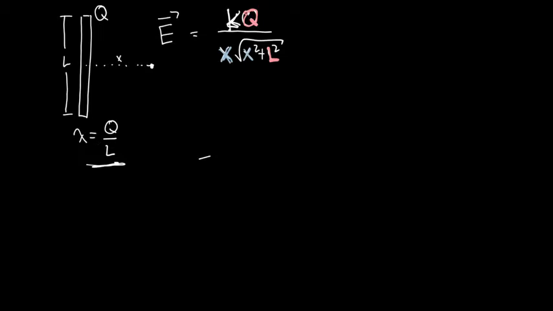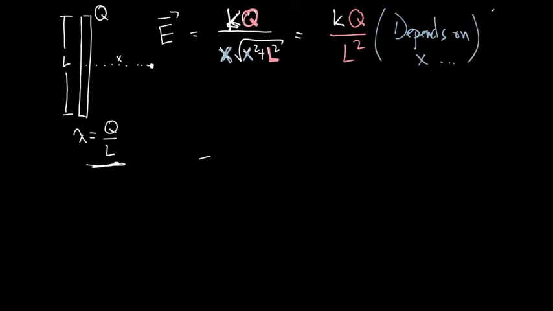And so it would be nice if we could separate this into an expression that had just the physical constant, the charge of the rod, and the length of the rod squared, all times something that depends on x. This is our goal. Let's do a little bit of algebraic gymnastics to do this.